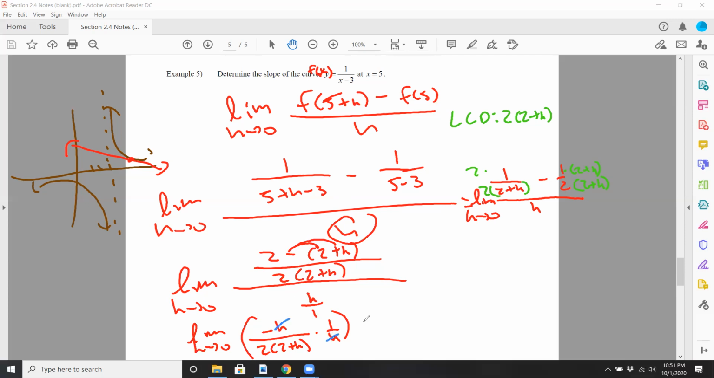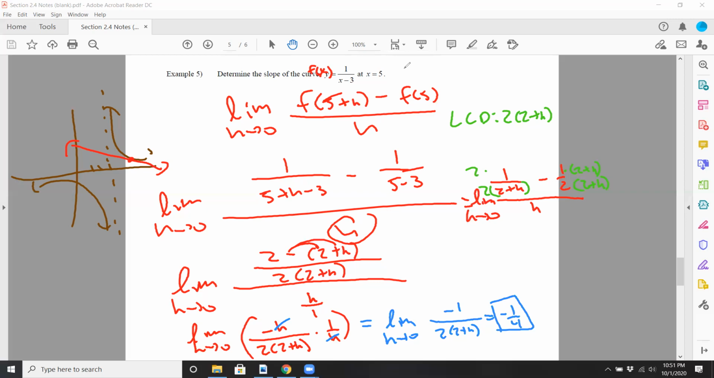The h's cancel. So now you're taking the limit as h approaches 0 of negative 1 over 2 times (2 plus h). Now I can plug in 0 straight up, and I get negative 1/4. And that looks like a negative 1/4 slope to me. So that's example 5. Again, you'll have an opportunity to do these for homework. I'll assign odd problems so you can check the answers in the back of the book, and I'll even provide the answers too, not a problem.